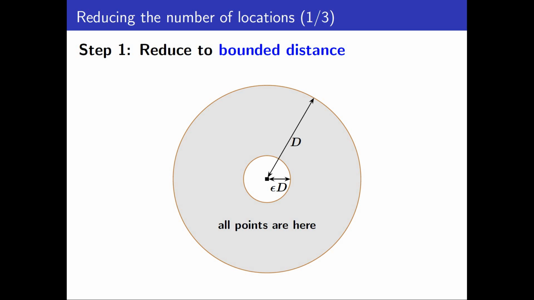To reduce the number of locations, there are three steps. In the first step, we reduce the instance to bounded distance, which means that the ratio between the minimum distance to the depot and the maximum distance to the depot is greater than epsilon. In the figure, the maximum distance is d, and the minimum distance is at least epsilon d, and all points belong to the gray area. How can you achieve this bounded distance property? To achieve the bounded distance property, we use Baker's shifting technique by losing a 1 plus epsilon factor in the approximation. Okay, so now we can assume bounded distance.